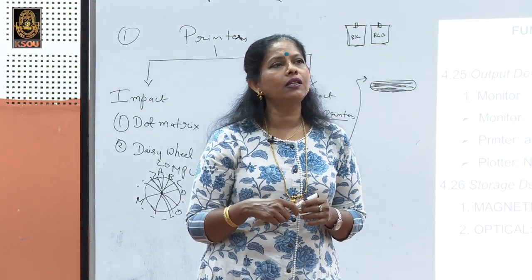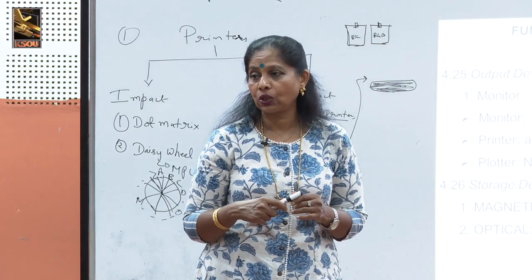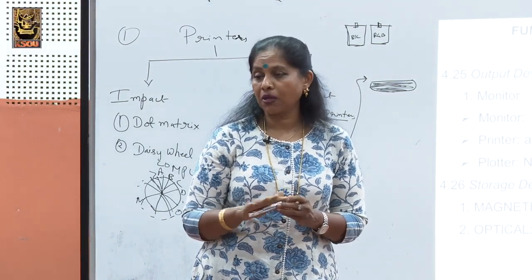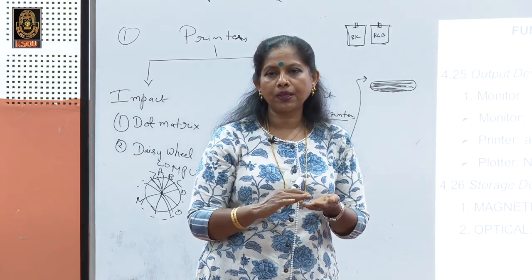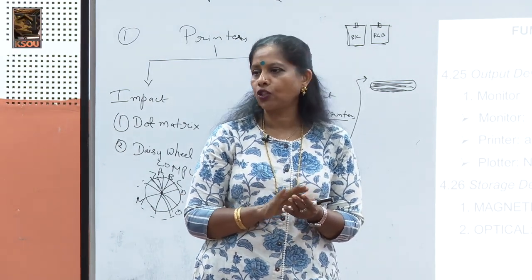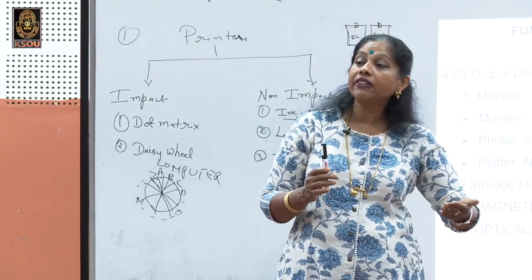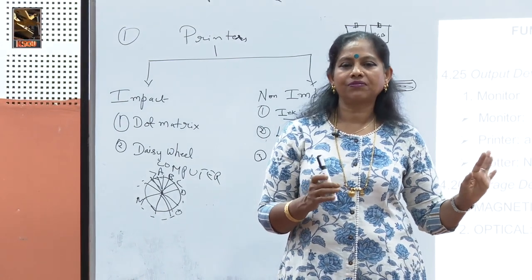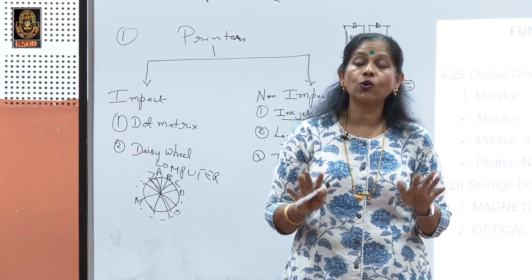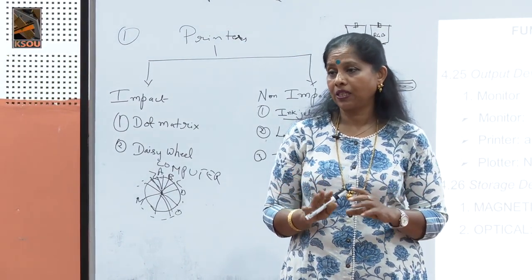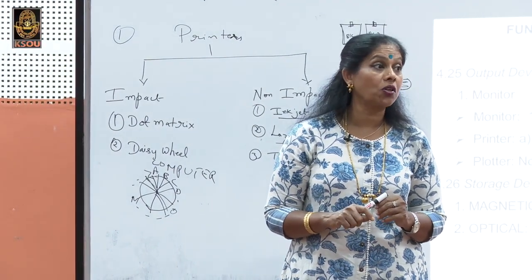Within 1 second or something like that, you will get more than 10 to 15 pages printout. So it won't get smudged. In inkjet printers, you should not touch the printout immediately after taking it, because the ink spreads. You should leave it to dry for 1 or 2 minutes. Here, no need. You can use it directly. It is a very nice printer, very expensive compared to inkjet printers. These are the laser printers, actually.